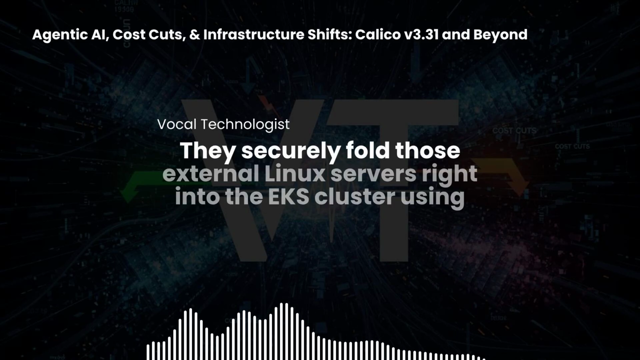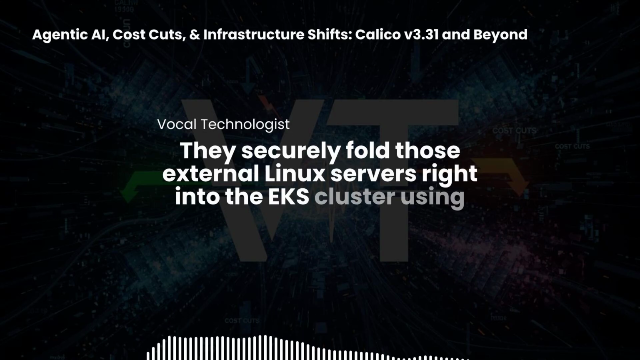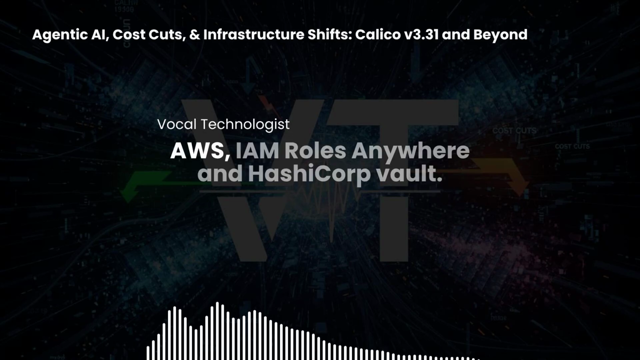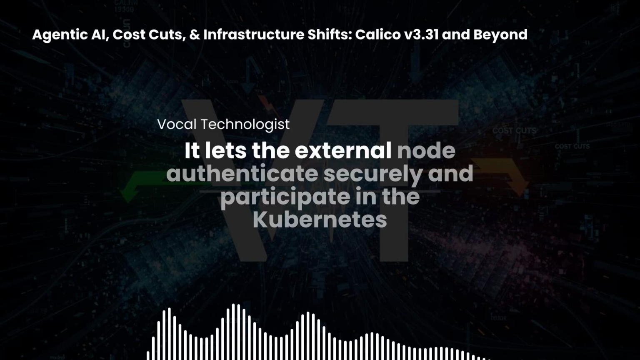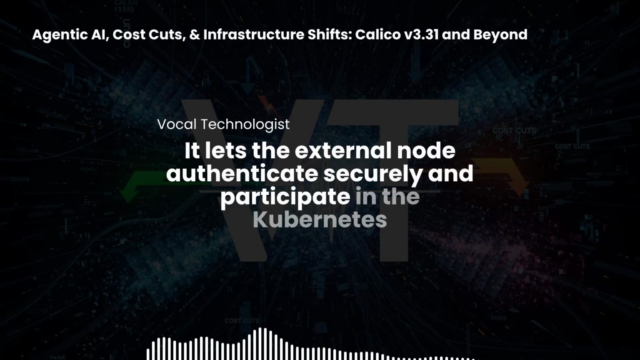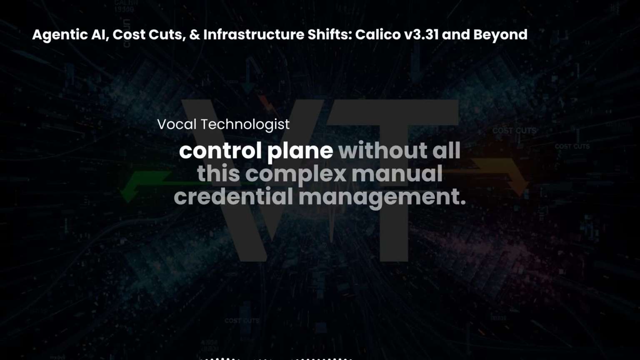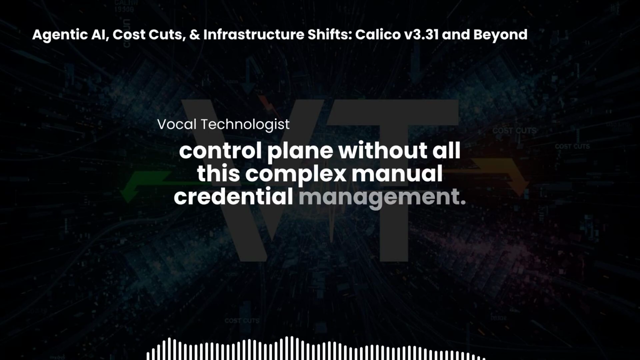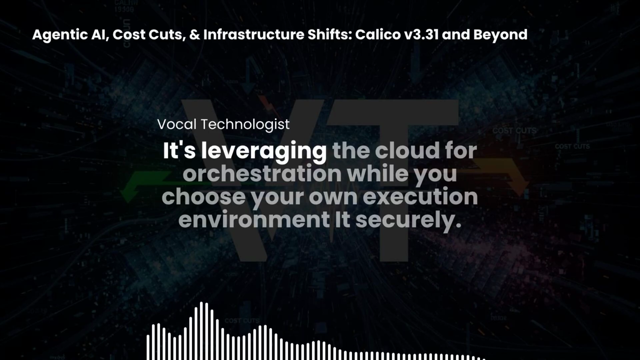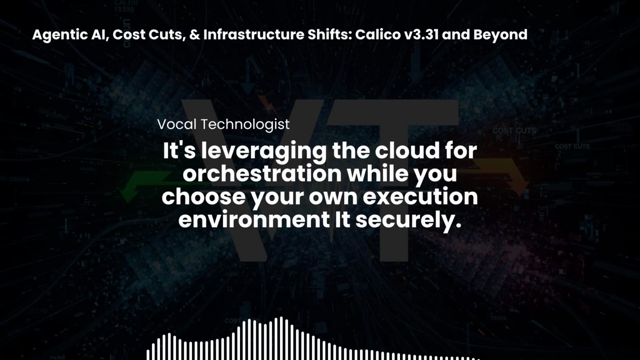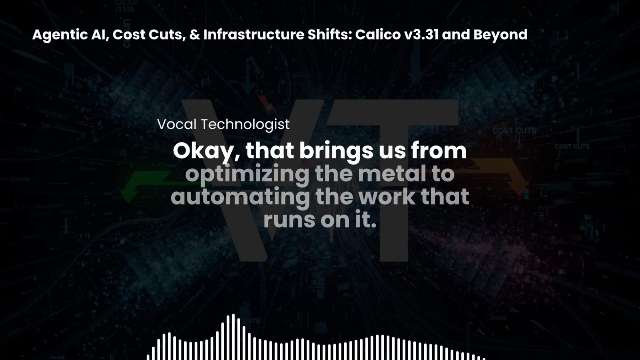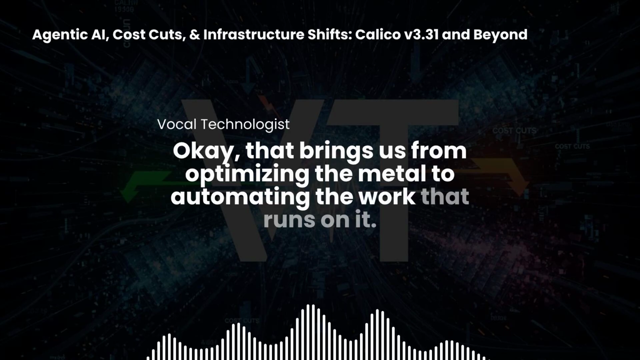They securely fold those external Linux servers right into the EKS cluster using AWS IAM Roles Anywhere and HashiCorp Vault PKI. Oh, okay. It lets the external node authenticate securely and participate in the Kubernetes control plane without all this complex manual credential management. Yeah. It's leveraging the cloud for orchestration while you choose your own execution environment securely. Okay, that brings us from optimizing the metal to automating the work that runs on it.